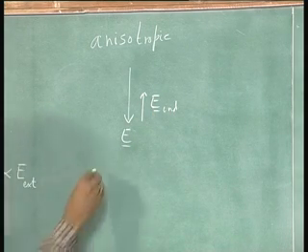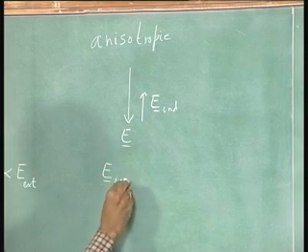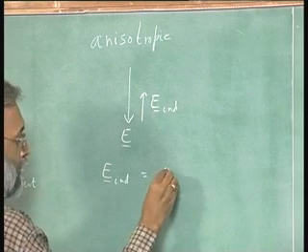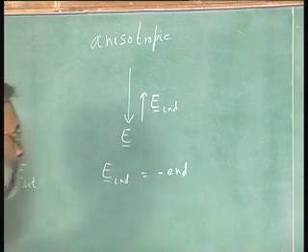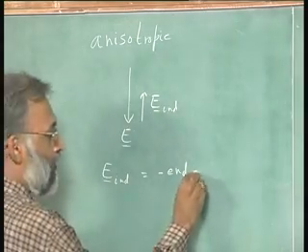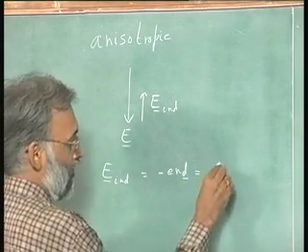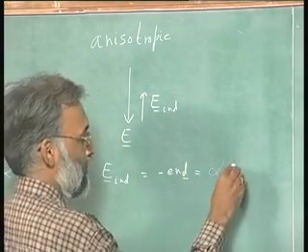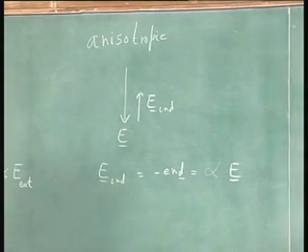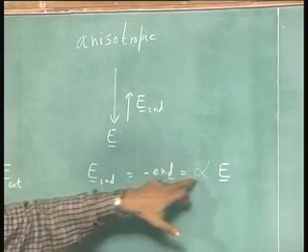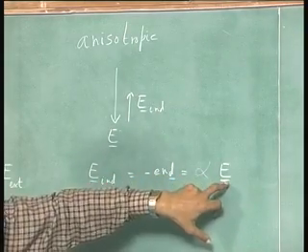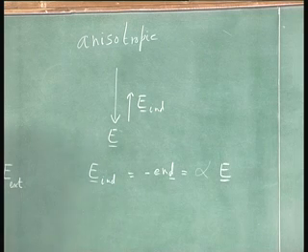So, we can write E induced is equal to minus e n times d, and d is a vector now, is equal to some coefficient, I called it alpha last time, times the external applied electric field. This alpha is clearly negative because the induced electric field tries to cancel the external electric field.